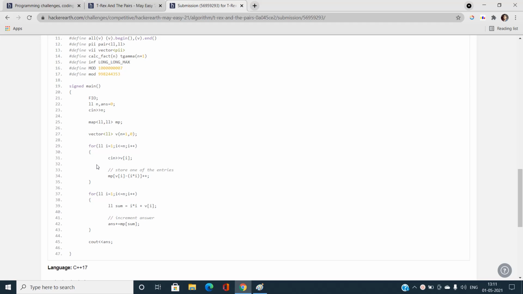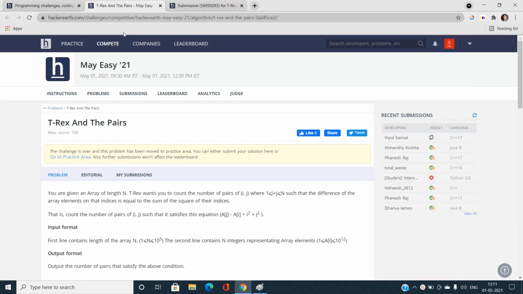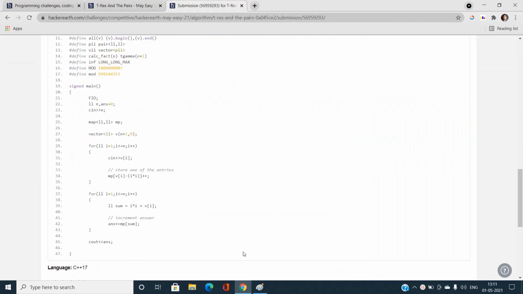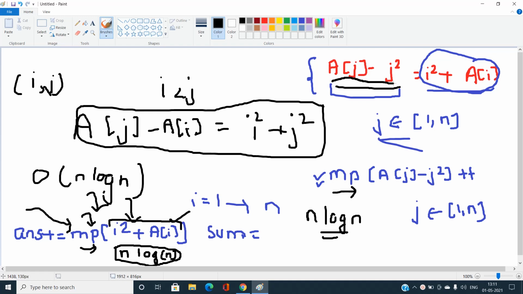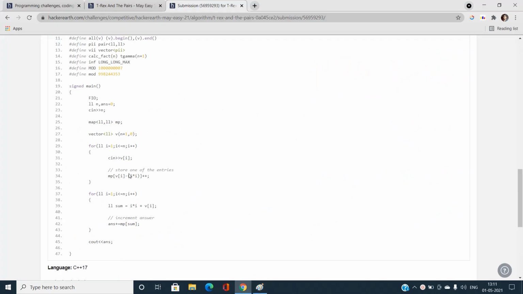You can see I am storing the value of array of I minus I into I in a map, and then again I start iterating from 1 to n, and my sum would be I into I plus array of I. Note that I am going to use the different one. If I store this value in the map, then I search for the other value, because these two values must be equal and we need to find distinct indices. So I have stored array of I minus I square, and I am searching for I square plus array of I. My answer would be incremented by this value.